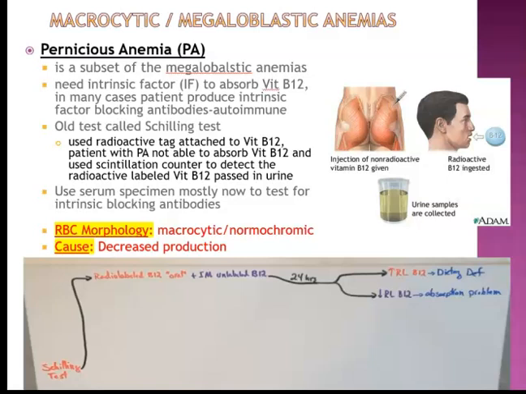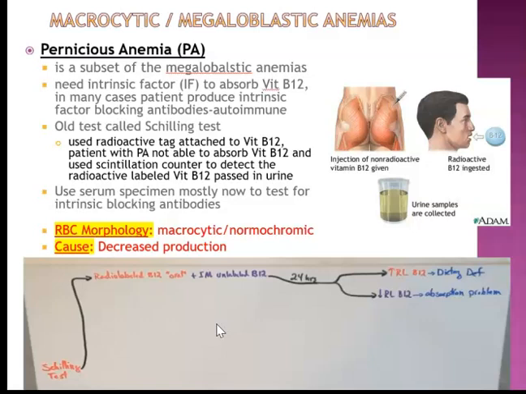You use a radioactive tag attached to vitamin B12 that's administered to the patient. And in a pernicious anemia patient, they're not able to absorb B12, and you use what's called a scintillation counter to detect the radioactive labeled vitamin B12 that passes into the urine. So that's basically what this is showing down here. So this test can tell you whether you have a dietary B12 problem or an absorption B12 problem.